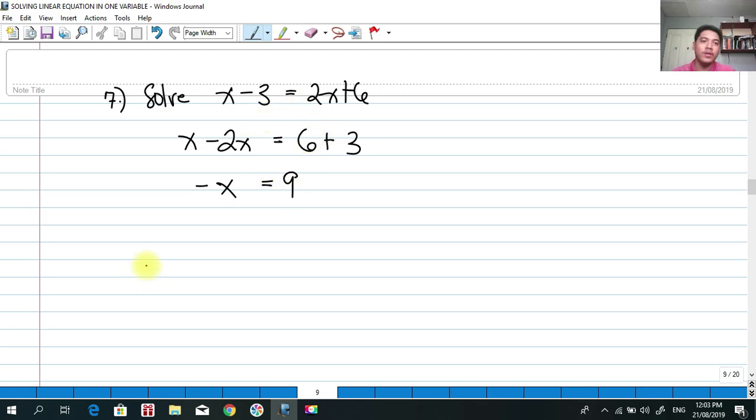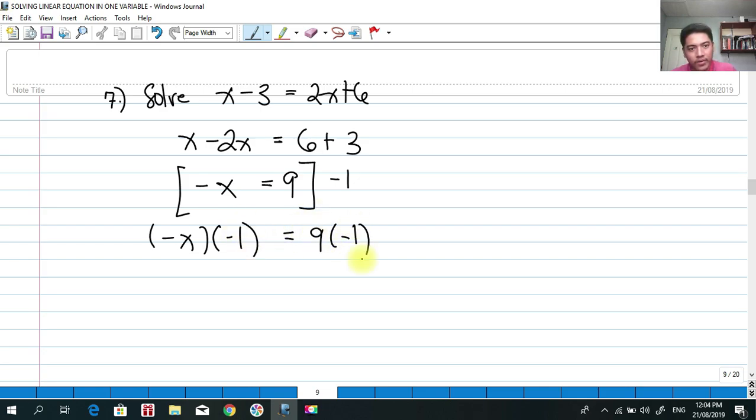Of course, this is negative x, and we are concerned with the value of x. So we need to multiply both sides of the equation by negative 1. So negative x times negative 1 is equal to 9 times negative 1. Negative x times negative 1 is x, and 9 times negative 1 is negative 9. So we got the value of x, which is negative 9.